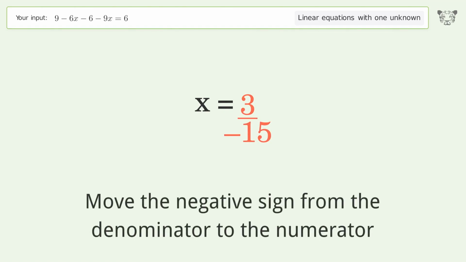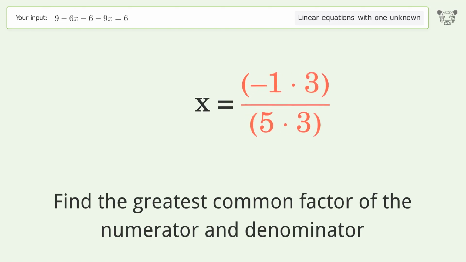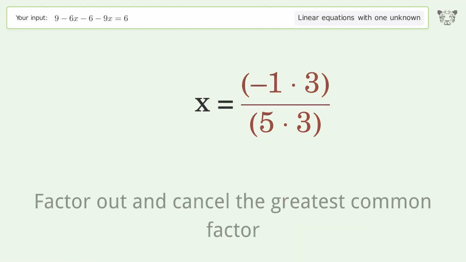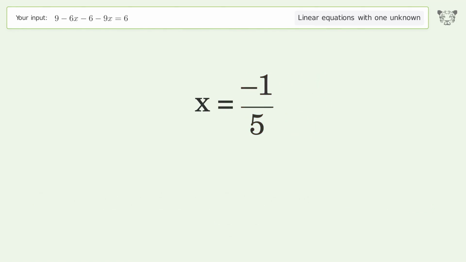Move the negative sign from the denominator to the numerator. Find the greatest common factor of the numerator and denominator. Factor out and cancel the greatest common factor. And so the final result is x equals -1/5.